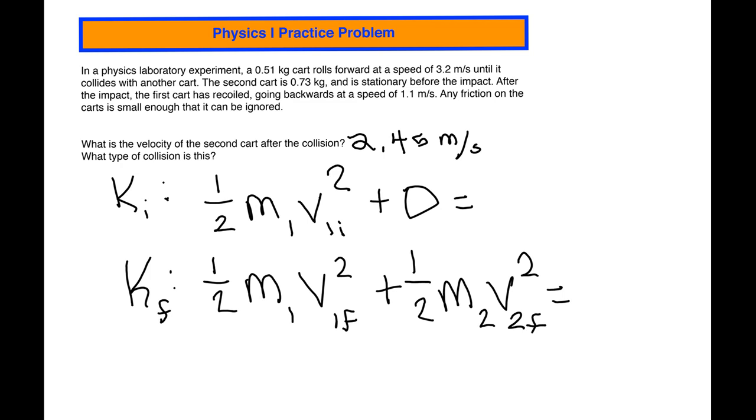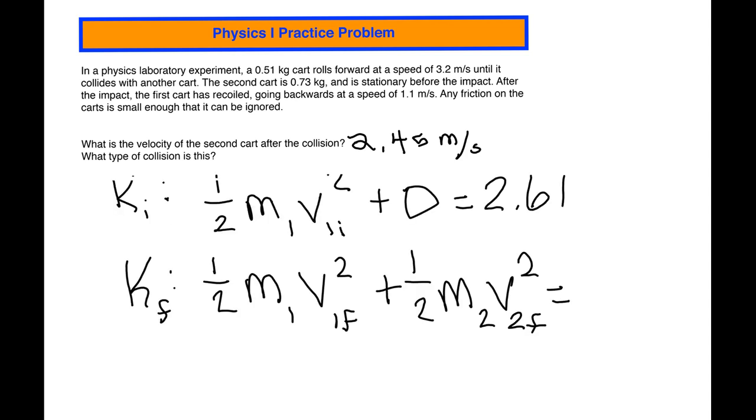So if we plug in our values here, we get that we start with an initial kinetic energy of 2.61 joules. If we plug in all our numbers here, including that answer that we got for the velocity of the second cart, we get that our kinetic energy after the collision is 2.21 joules. So in other words, we've lost 0.4 joules of kinetic energy. This tells us, since there was a loss of kinetic energy, that this is not an elastic collision. This must be a partially inelastic collision.